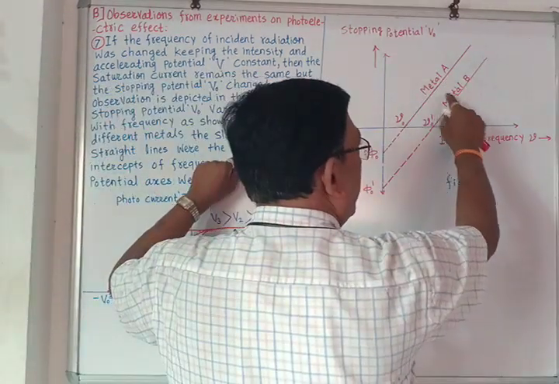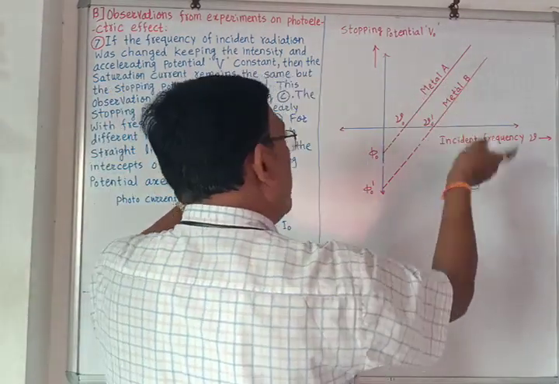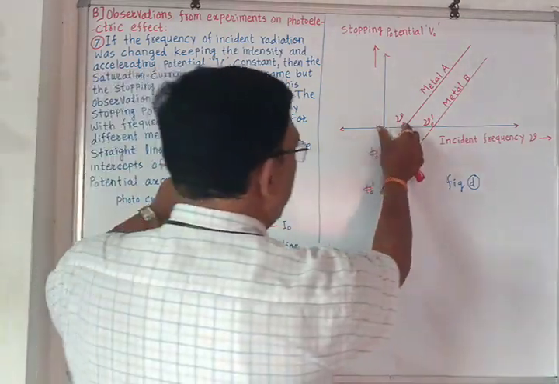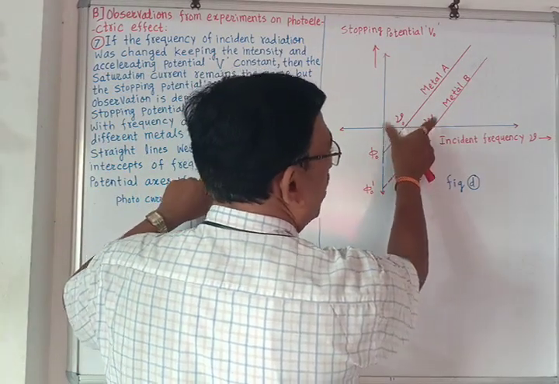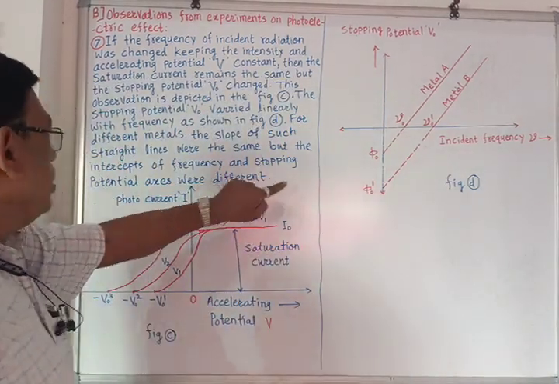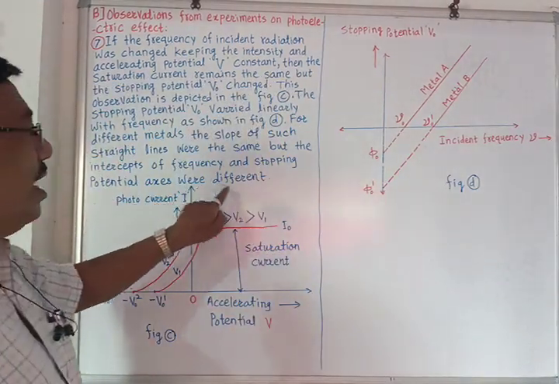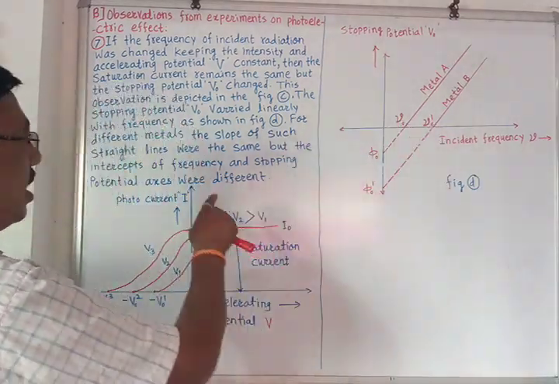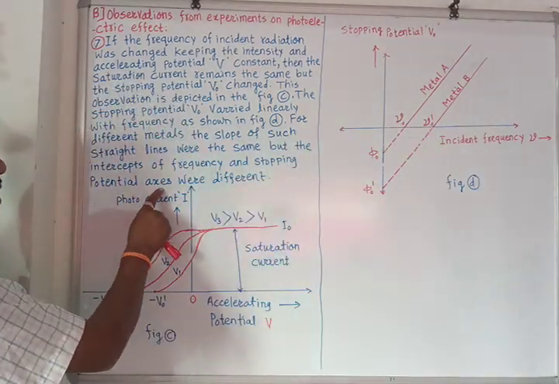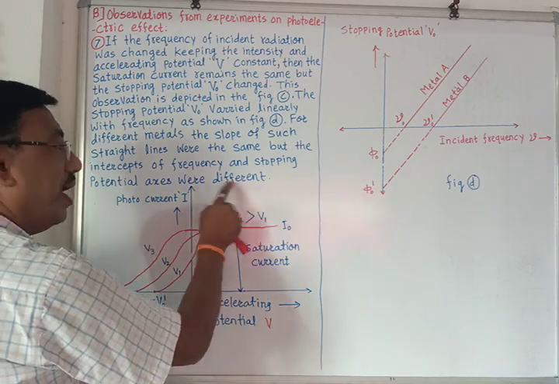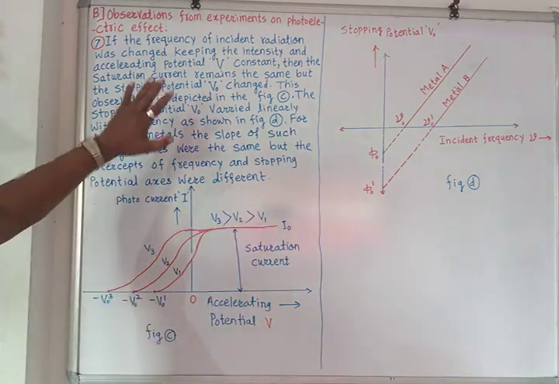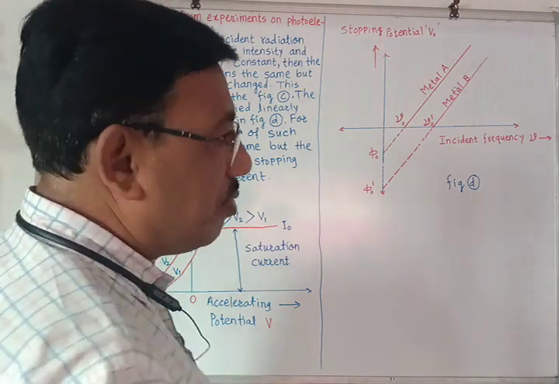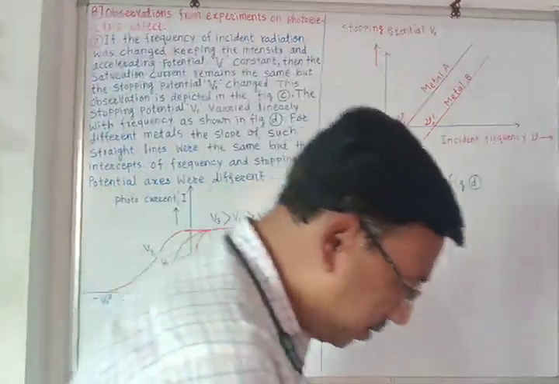ह्या दोघं straight lines चा slope same असेल, but the intercept of frequency, हे जे intercept आहे हे आणि स्टॉपिंग पोटेन्शियल ॲक्सेस वेअर डिफरंट. हे इंटरसेप्ट्स डिफरंट असतील आणि अजून काय, स्टॉपिंग पोटेन्शियल along the axis were different. Okay, so this one is the observation from experiment on photoelectric effect.